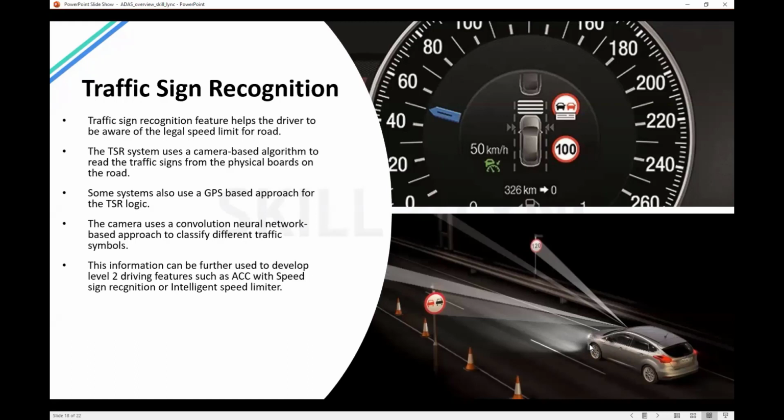So let's say you're driving on a road where the speed limit was previously 100 kilometers per hour, and it changed to 120 kilometers per hour. The traffic sign recognition will detect the speed limit, and it will update the adaptive cruise control set speed automatically. So this is again very useful for drivers, especially in places like Europe, where there are very strict laws for overspeeding. And also, this is one of the features which Euro NCAP has mandated from model year 2022.